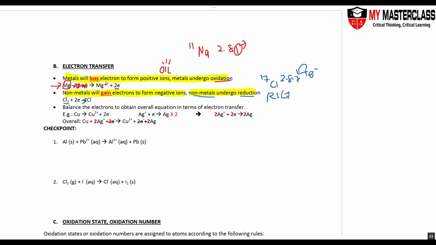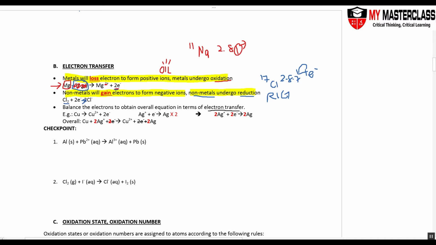So this is how we write the half equation, and when we write the electrons, we always write where the electrons are added, and we don't write the minus. I wrote this one in to help you see that since I gain electrons on the right side, on the product side, on your starting material, your reagent side, you should lose the electrons. Now balance the electrons to obtain an overall equation in terms of electron transfer.